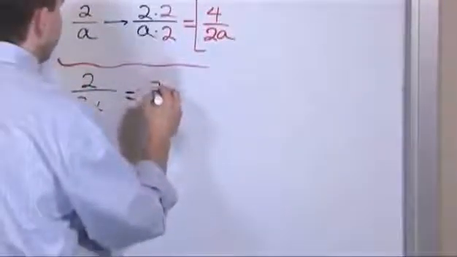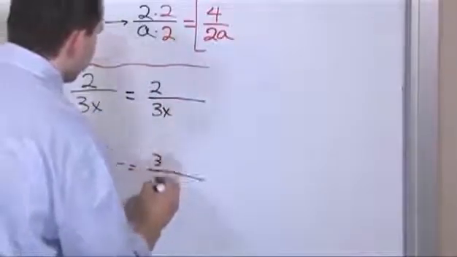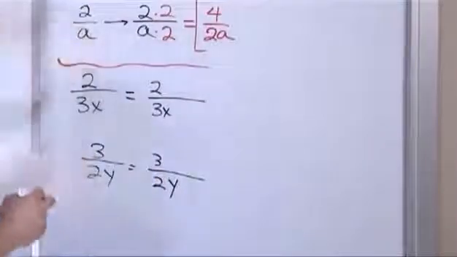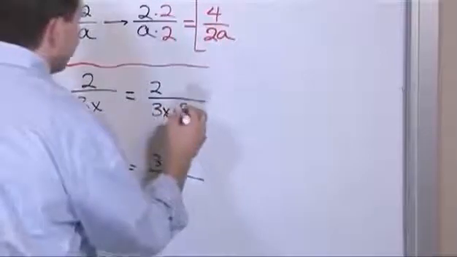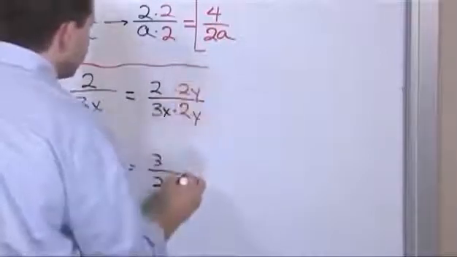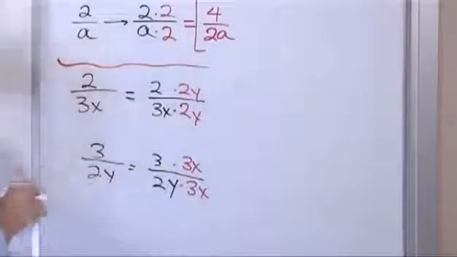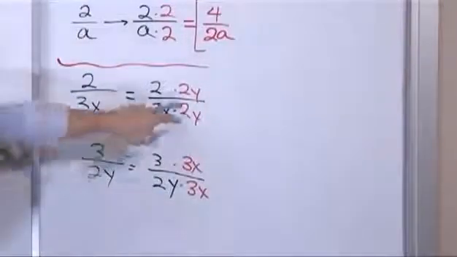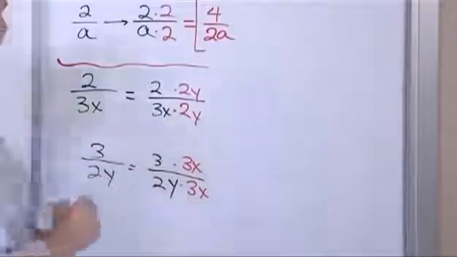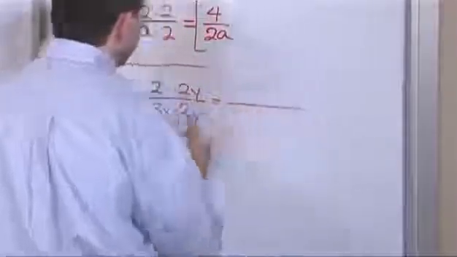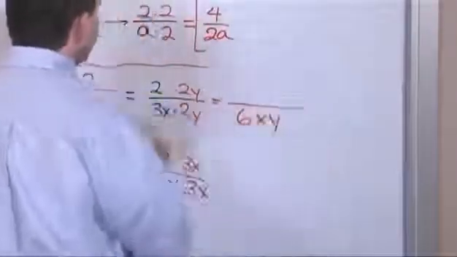So if we take 2 over 3x and we'll take 3 over 2y, what could I use as a common denominator? Well, if I multiply this guy by 2y on the top and the bottom, and multiply this by 3x on the top and the bottom, I'm basically just taking this denominator and multiplying by this one, and I'm taking this denominator and multiplying by the other one. Then on the bottom, I'm going to have 3 times 2 is 6, x times y is xy, that's all you can do with that.